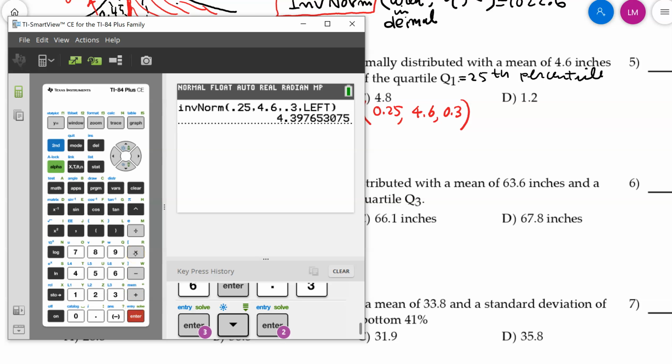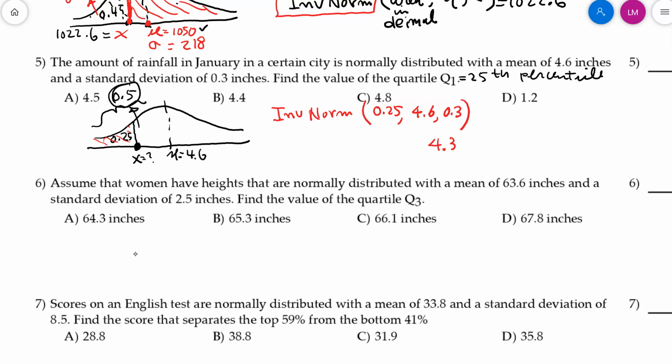4.3976. This number is x. They have only one decimal, so if I round to one decimal, it should be 4.4. Do you have it? Yes, the answer is B. Number 6.